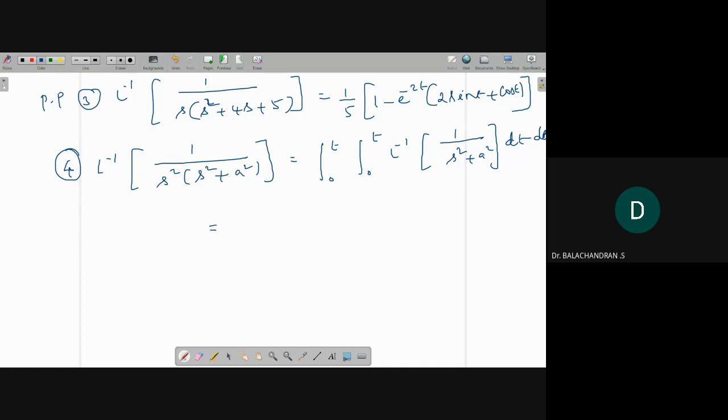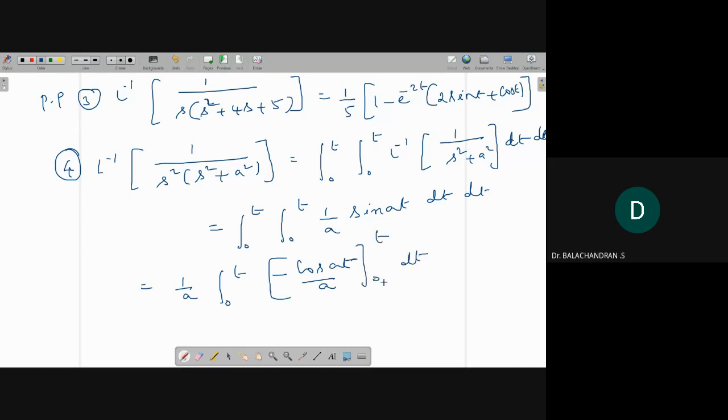Okay, so now this is equal to integral 0 to t, integral 0 to t, L inverse of this quantity is 1 by a sin a t into dt into dt. Now integrate 1 by a 0 to t. If you integrate first time, we'll get minus cos a t by a. Limit is from 0 to t dt. So minus 1 by a square, integration 0 to t, upper limit is what? Cos a t minus cos 0, 1, okay, into dt.